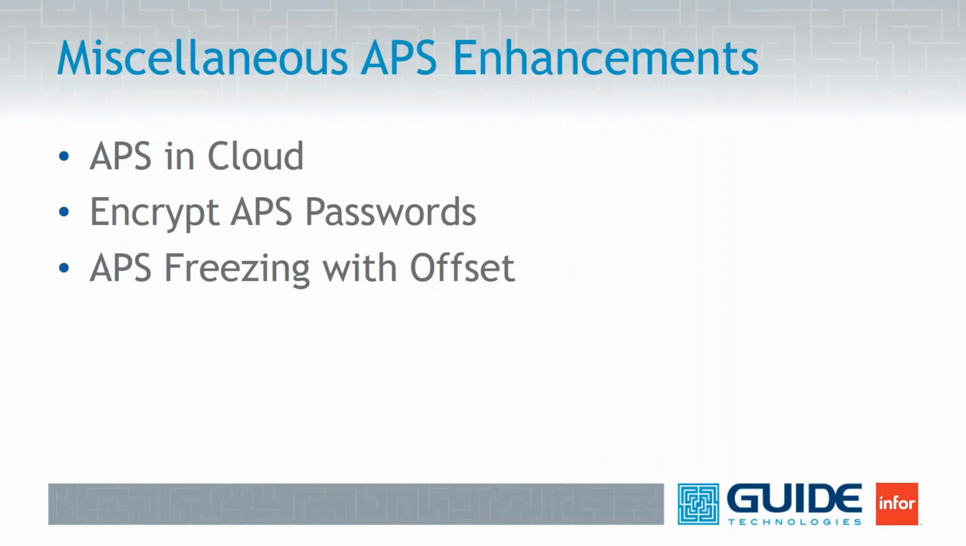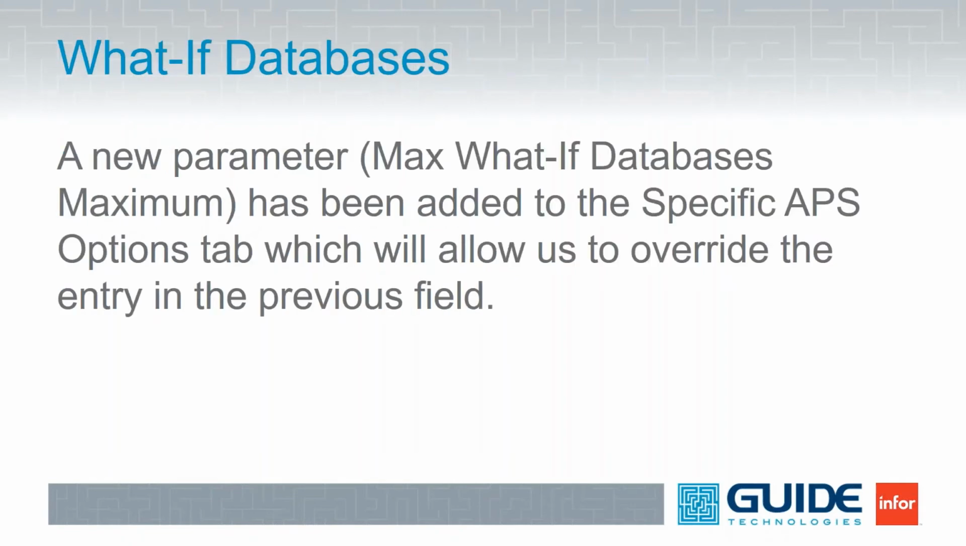APS is now encrypting APS passwords, and the APS freezing with offset is working as you might expect it should have been working before. Let's talk about those. And then the new parameter, max what if databases, has been added to a specific APS options tab. And this will allow us to override the entry on the previous field that came from the parameters.